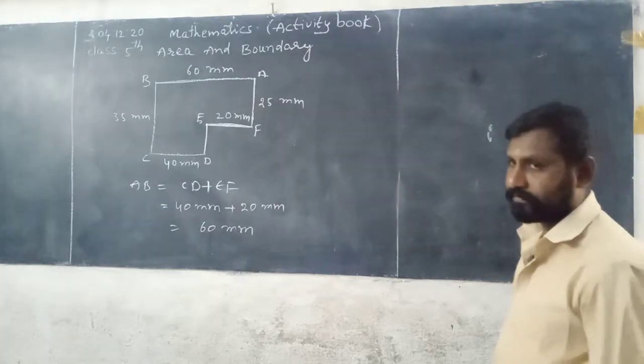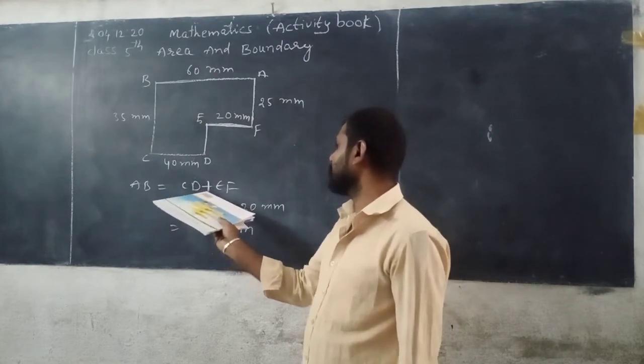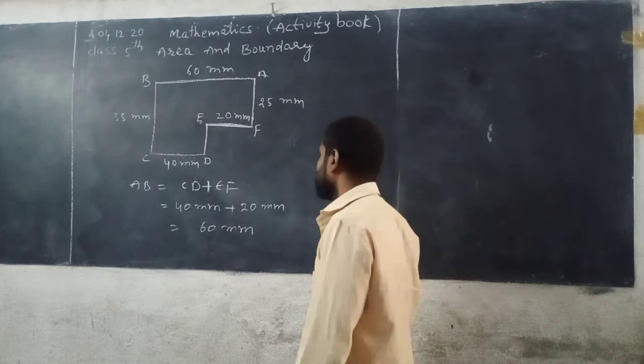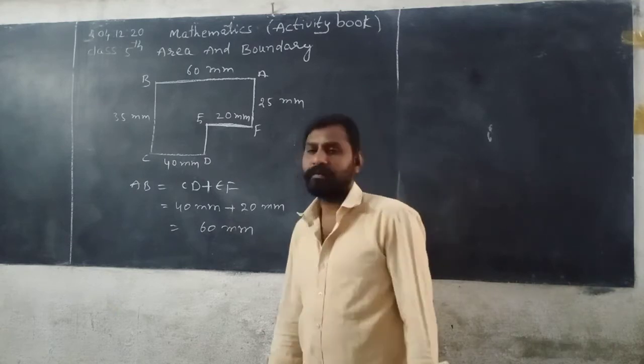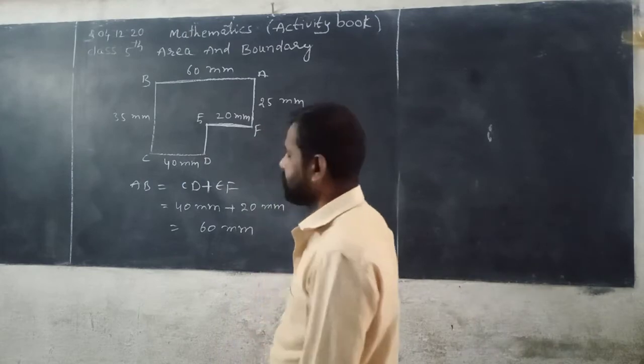Okay, AB is equal to CD plus EF. CD is equal to 40 millimeter, EF is equal to 20 millimeter. You can get 60 millimeter, that is equal to AB.